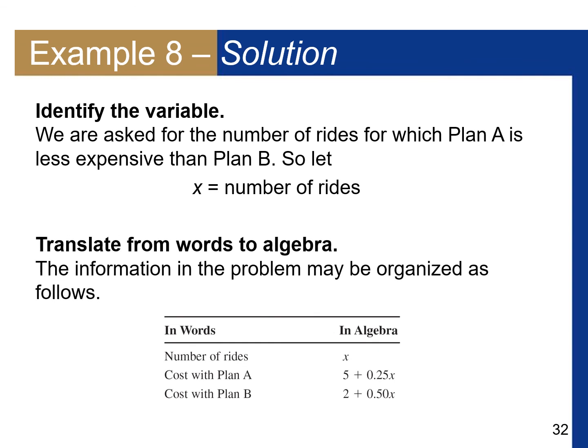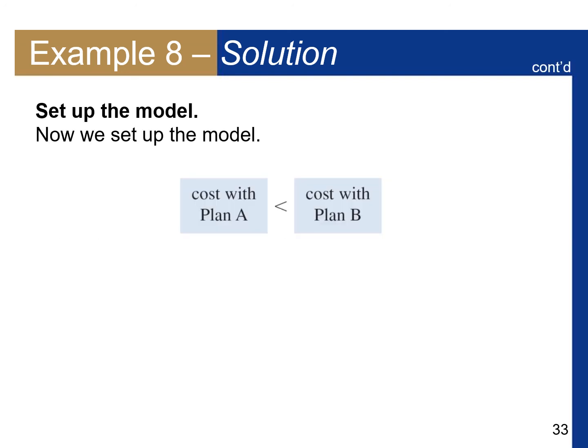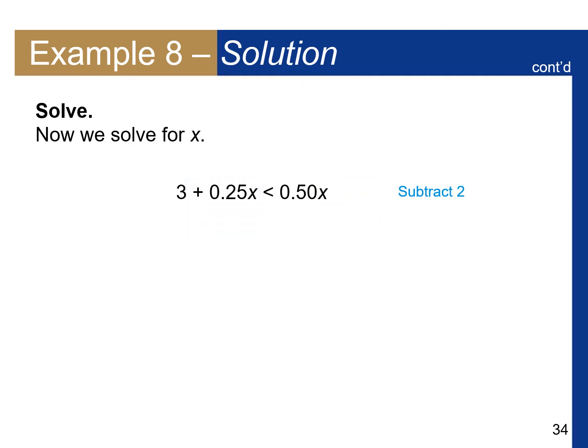So these are our equations. We have 5 plus the quarter times the number of rides and $2 plus 50 cents times the number of rides. Now we can set up a model with plan A being less than plan B. And we're going to solve for x, getting the x's on the same side. So I actually subtracted 0.25 x from both sides.